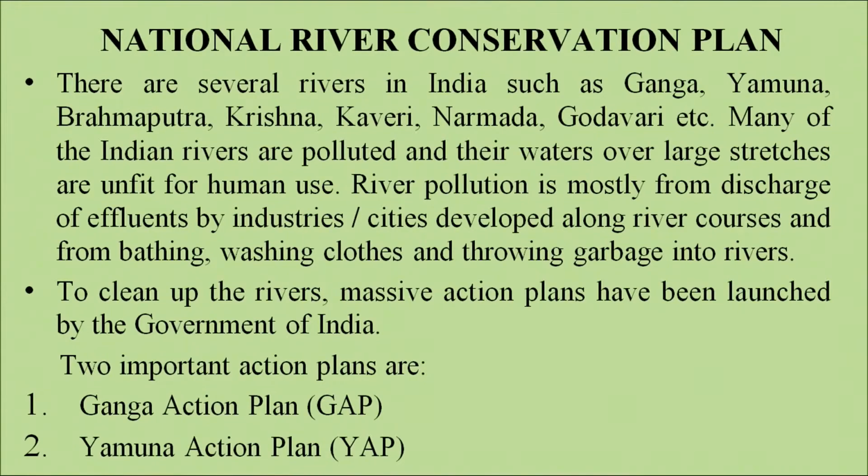National river conservation plans. There are several rivers in India such as Ganga, Yamuna, Brahmaputra, Krishna, Kaveri, Narmada, Godavari. We are all familiar with these names. Many of the Indian rivers are polluted and their water over large stretches is unfit for human use. River pollution is mostly from discharge of effluents by the industries or cities developed along the river course and from bathing, washing clothes and throwing garbage into it. To clean up the rivers, massive action plans have been launched.